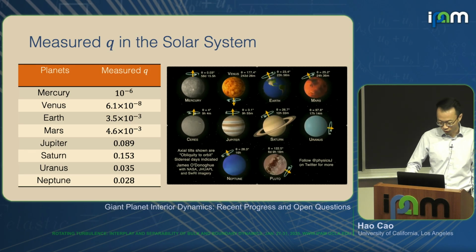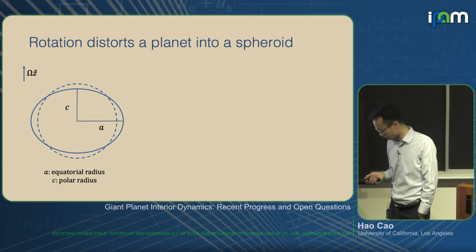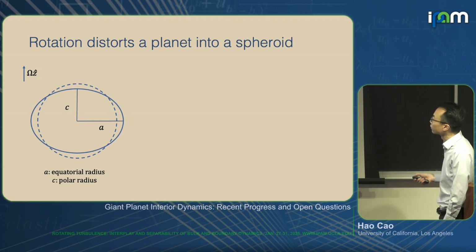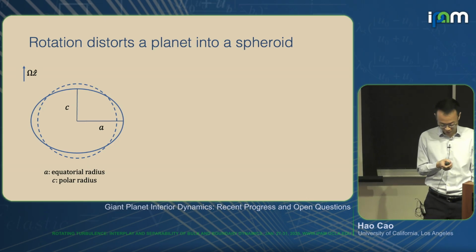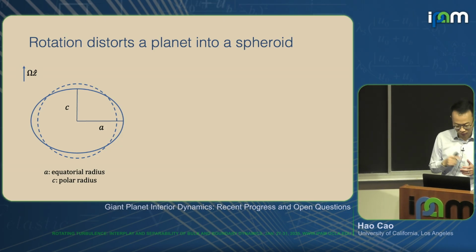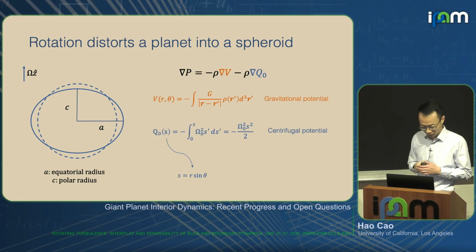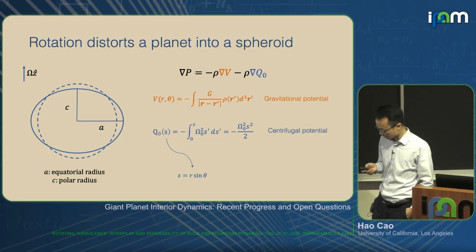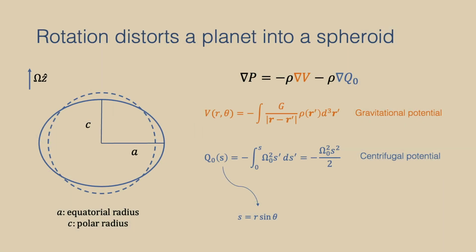Now, we have this rotation, which is just solid body rotation. Of course, this rotation will distort a planet into a spheroid. If you only have gravity, you'd have a spherically symmetric planet. But if you add rotation and distort it into a spheroid, you can write your hydrostatic equilibrium equation. Now you have to consider not only the gravitational potential, but also a centrifugal potential that describes the effects of rotation.